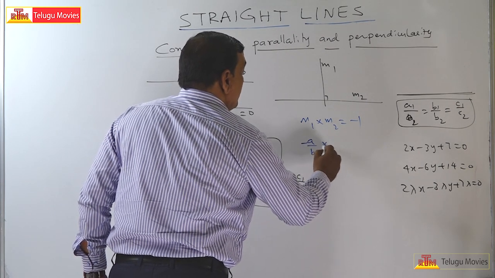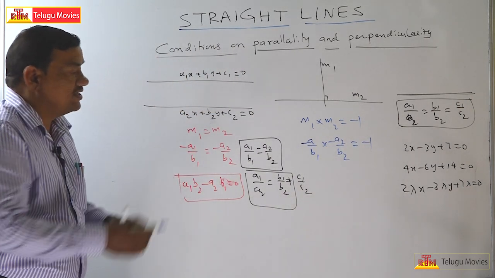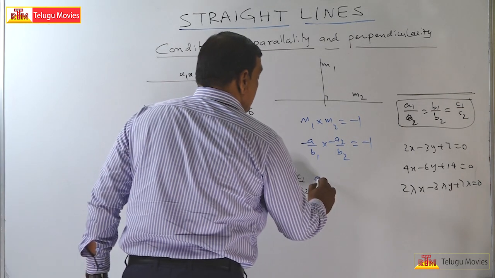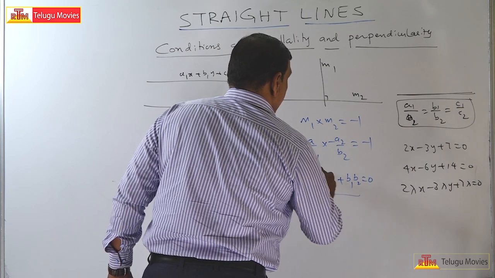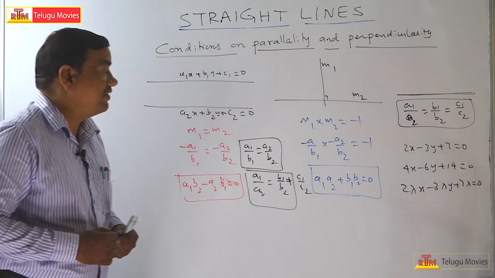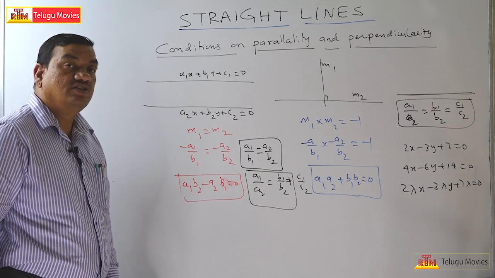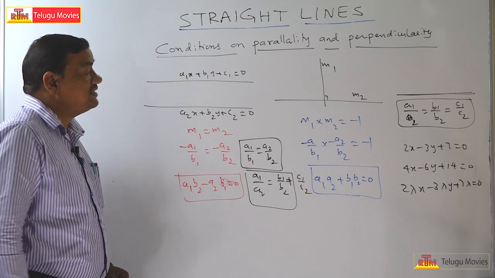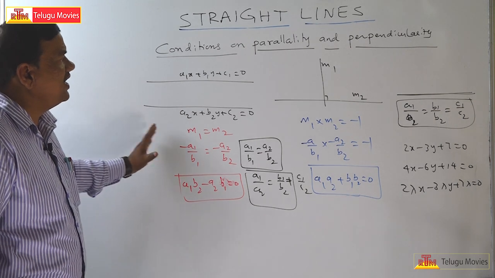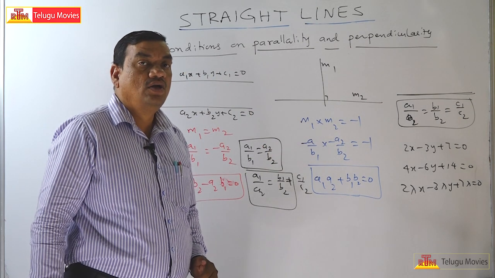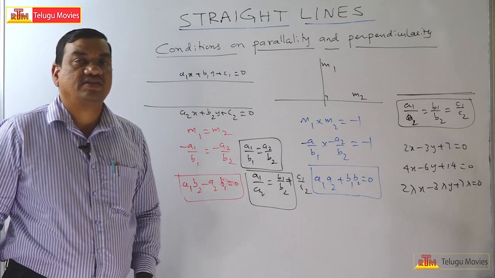Minus A1 by B1, this is minus A2 by B2 is equal to minus 1. So, minus into minus plus will become, A1 A2 plus B1 B2 is equal to 0. For parallelity, the condition is A1 B2 minus A2 B1 is equal to 0, and for perpendicularity A1 A2 plus B1 B2 is equal to 0. So, these are the conditions of parallelity and perpendicularity of two lines. Okay, now let us go for some more topics.